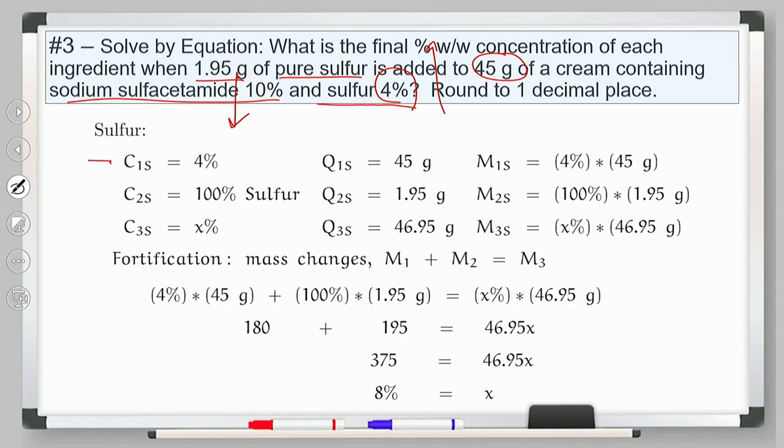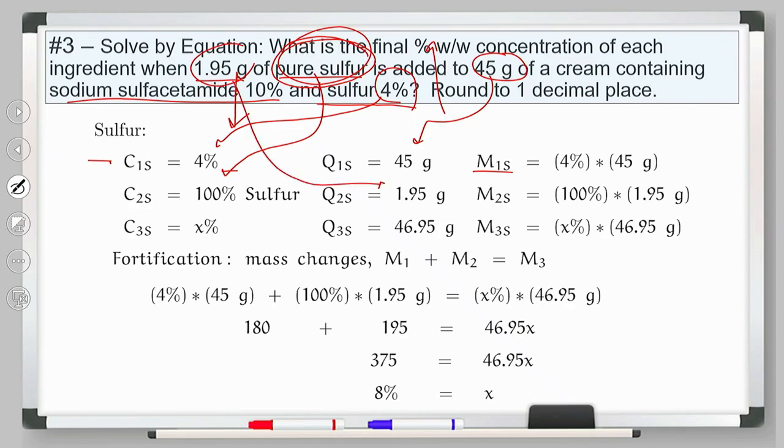Starting with sulfur, I'm starting with 4% and 45 grams. That's the cream I have to begin with. And you can see my mass just multiplied over here. What am I adding to that? Pure sulfur powder, and I've emphasized this before. What does pure mean? 100%. So the concentration of that sulfur is 100% sulfur. How much am I adding? I am adding 1.95 grams.